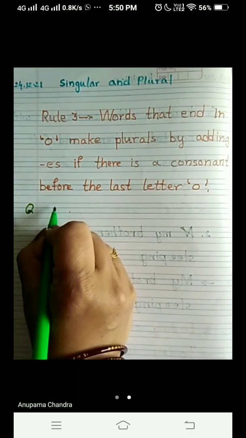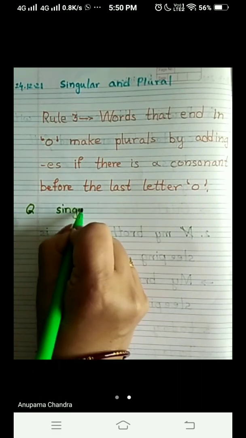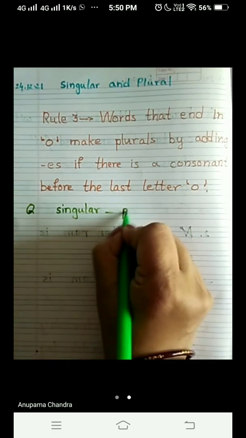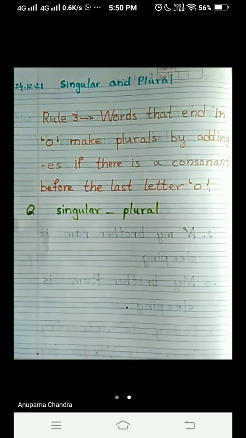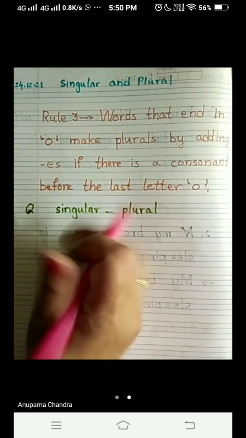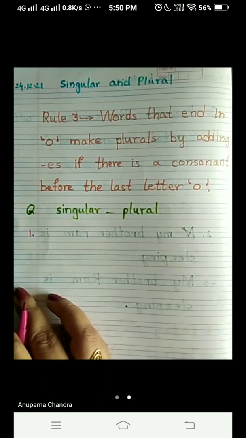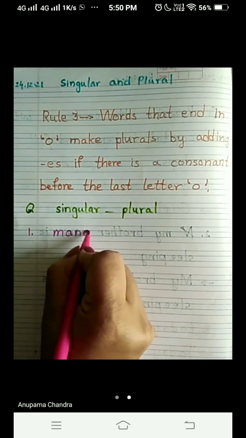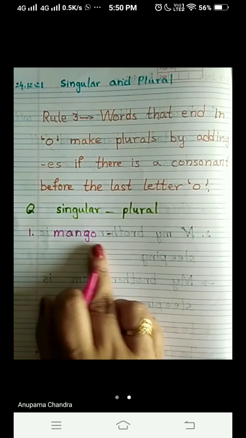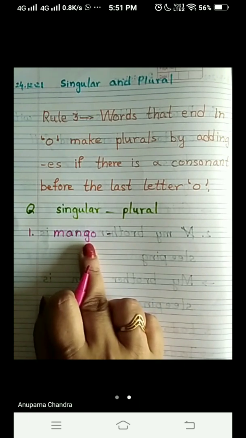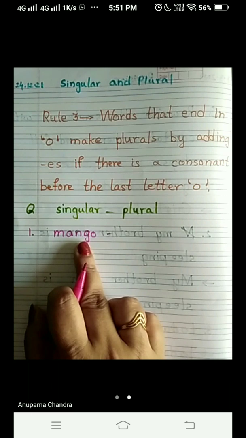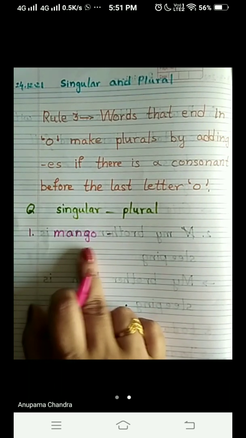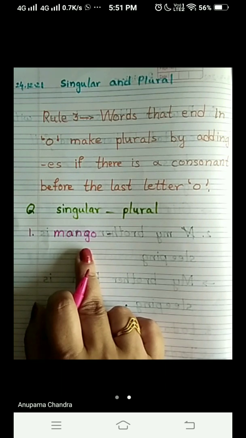Write the question again. Singular, plural. And I give you the first word. First word is mango. Mango. Okay. So what is the last letter? What can you see at the last? An O. Right? And what has to be there before an O? A consonant. And what is there in mango? G. And G is a consonant. What is a consonant, children?